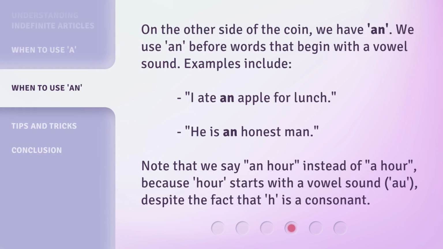On the other side of the coin, we have N. We use N before words that begin with a vowel sound. Examples include, I ate an apple for lunch. He is an honest man. Note that we say an hour instead of a hour, because hour starts with a vowel sound, O, despite the fact that H is a consonant.